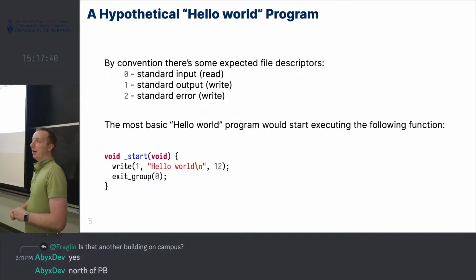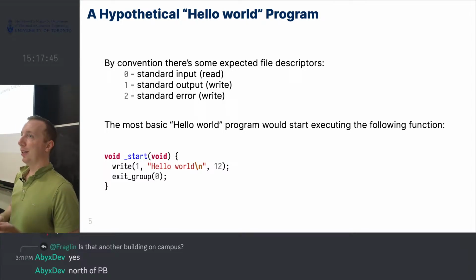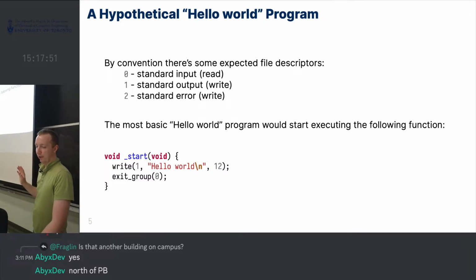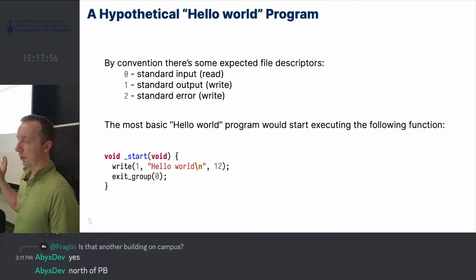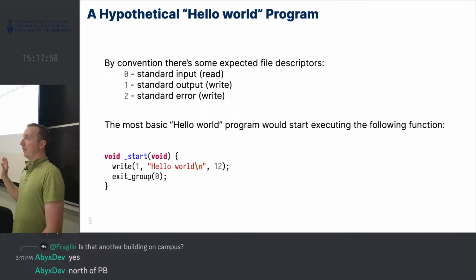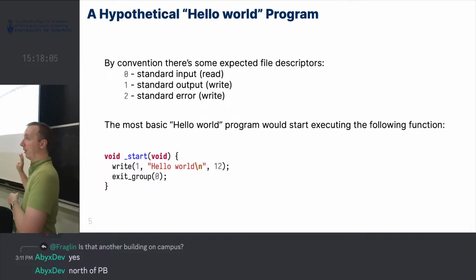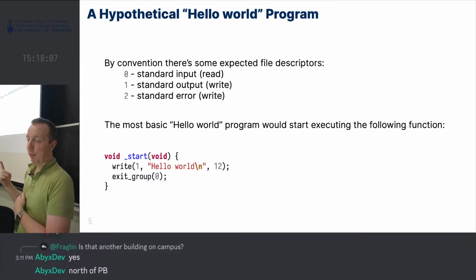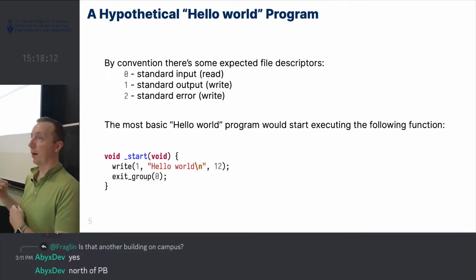So to explain the hypothetical hello world program, those are the system calls we need. But I also need to explain a convention. There's a convention between every single process running on your operating system, at least if it's Mac OS or Linux. Windows does weird things. But by convention, whenever a process starts, there are 3 valid file descriptors. File descriptor 0 is supposed to represent standard input. So that's where you read bytes from.